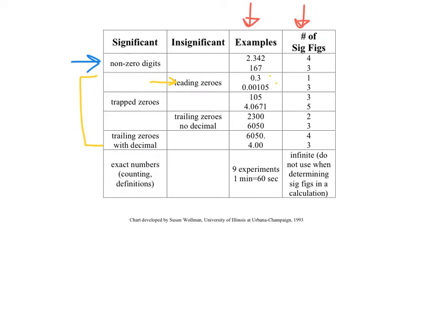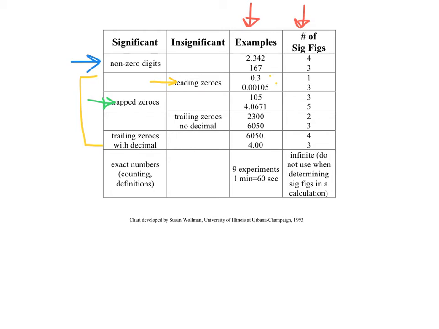In our second example there, 0.00105, we have an extra zero though. That's not a leading zero. It is instead a trapped zero. And trapped zeros are always going to be significant. So for example, in 105, that zero is sandwiched between a 1 and a 5, two non-zero digits, so it counts as being a significant figure. So there are 3 significant digits in that particular example.